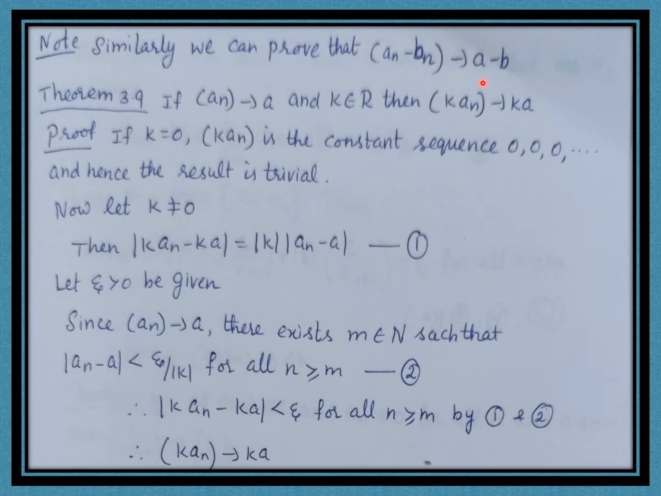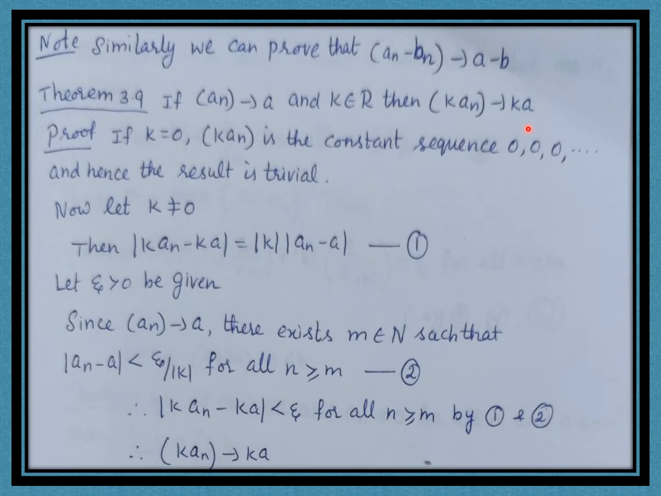Now we are going to see the next theorem. If sequence an converges to a and k is any real number, then we have to prove that the sequence formed by multiplying k with the sequence an converges to ka.